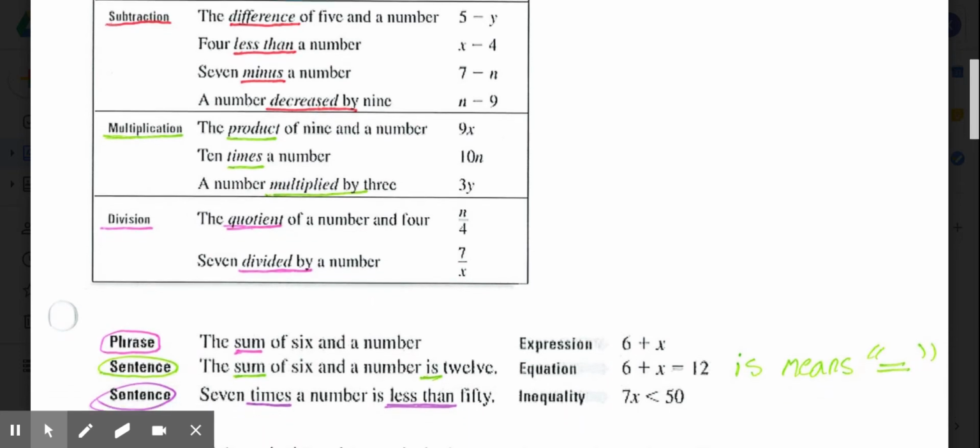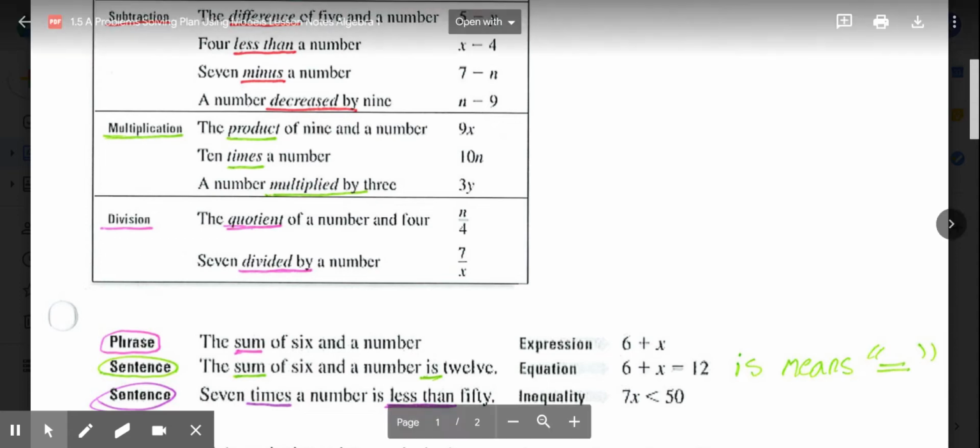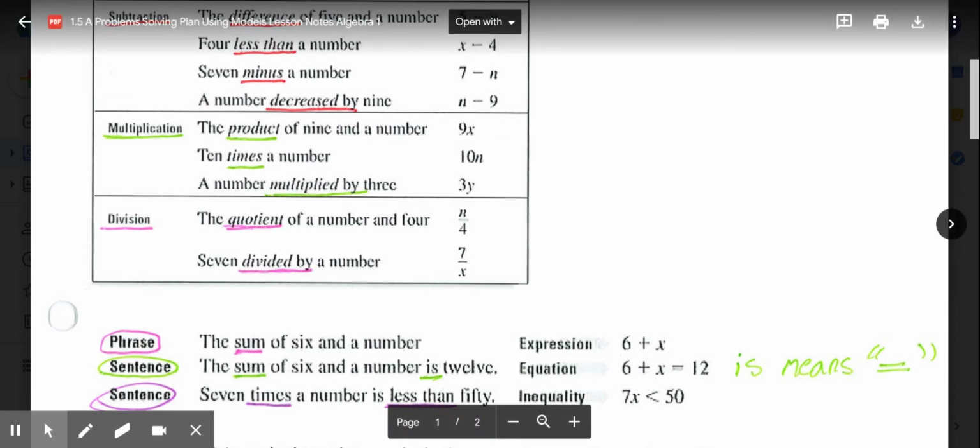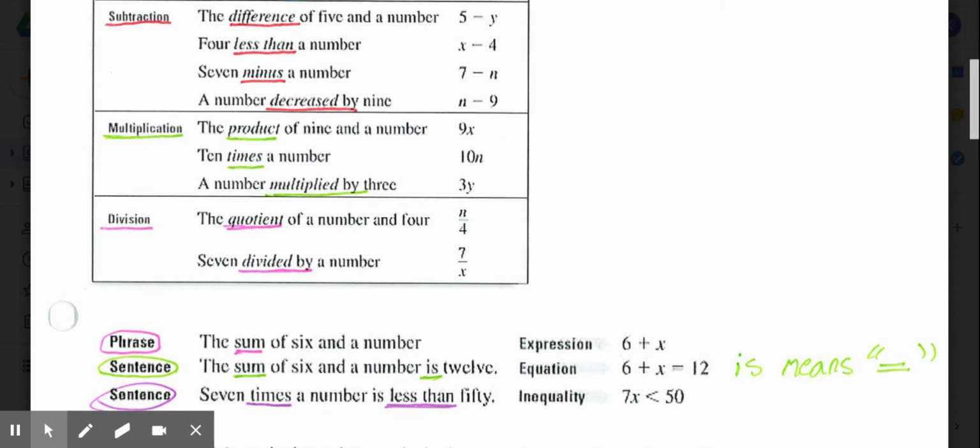And then for division, we have two common phrases. We could say the quotient of a number and 4. Number and 4, number was first, so that's what's on top. So n over 4. And then 7 divided by a number. 7 would be on top, divided by the number on bottom. And remember, any fraction means division.